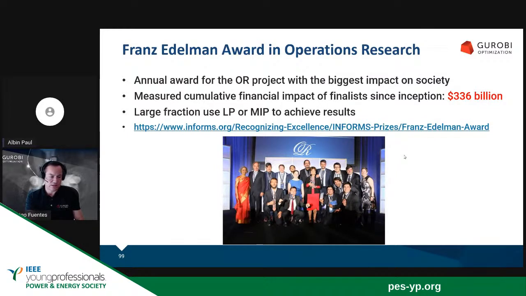Something else I want to add, which I think gives you a very good feeling about using numerical optimization: we have the Franz Edelman Award, which recognizes, in the operations research area, the projects that have the largest impact on society. If we measure the collective benefit of the winners and what they have done with operations research and optimization, it adds up to over $330 billion since the prize was created. And a lot of the problems solved by these award winners involve linear programming and/or mixed integer programming. The last winner is the government of Chile, which used optimization for the logistics problem of the COVID pandemic in Chile.